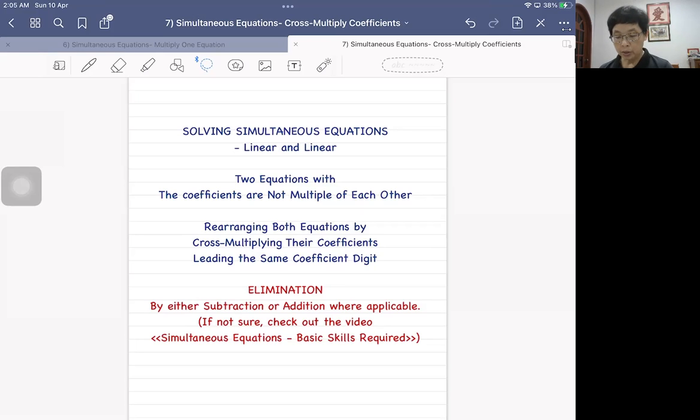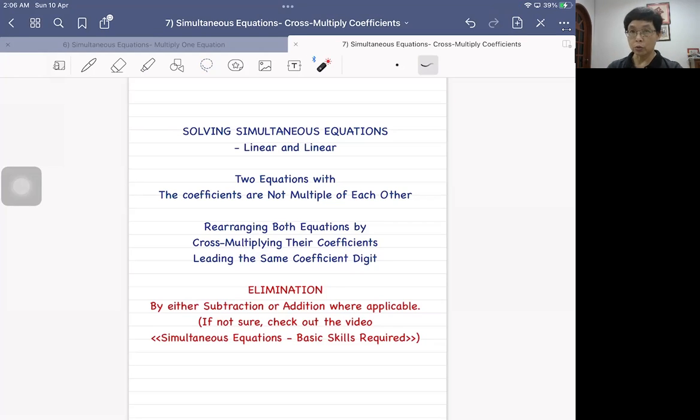So what we're going to do is start off by rearranging both of the equations by cross-multiplying their coefficients so that we may obtain the same coefficient digit. And after we have got that, then we will launch our most favorite step, which is elimination. In this step, it depends on whether the signs of the coefficients are the same or different, and we will do them accordingly by subtraction or addition.